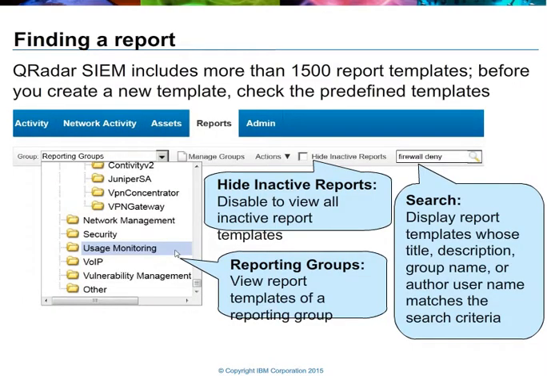QRadar ships with more than 1,500 report templates. These reports are organized into several groups. You can access the groups on the drop-down on the menu toolbar. The groups are organized by either theme or compliance frameworks. Reports may appear in multiple groups. You can also use the search box in the upper right-hand corner of the menu bar for a free-form text search.